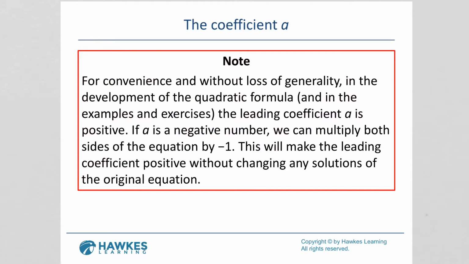For convenience and without loss of generality, in the development of the quadratic formula and in the examples and exercises, the leading coefficient a is positive. If a is a negative number, we can multiply both sides of the equation by -1. This will make the leading coefficient positive without changing any solutions of the original equation.